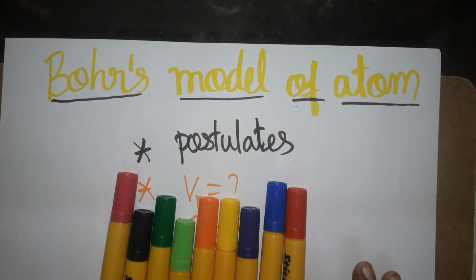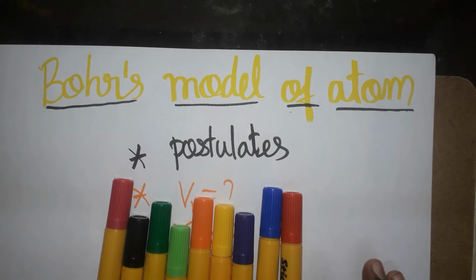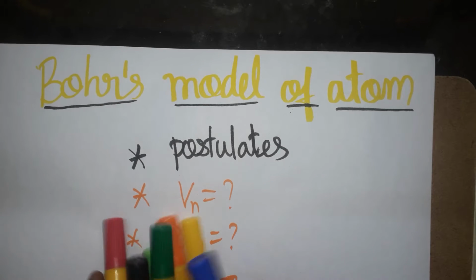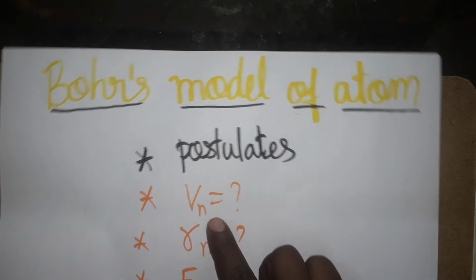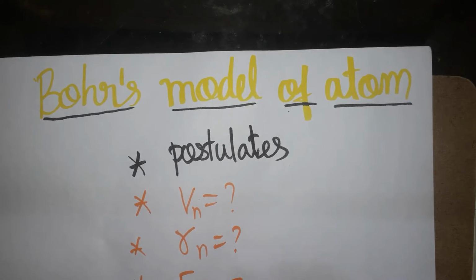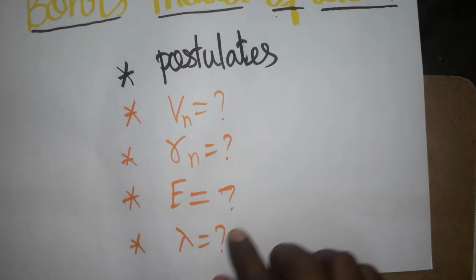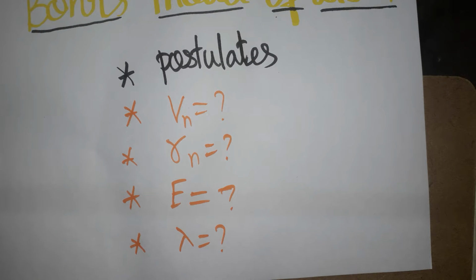Hello students, today we are going to discuss Bohr's theory. It is for class 12 in atomic physics. Under Bohr's theory, we are going to discuss the postulates, the velocity for the nth orbit, the radius of the nth orbit, the energy for the nth orbit, and the wavelength: how the hydrogen spectrum series wavelength is produced and how we can find it. These are the concepts we are going to discuss.